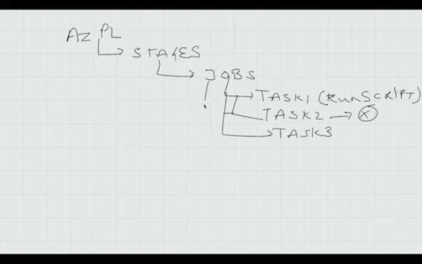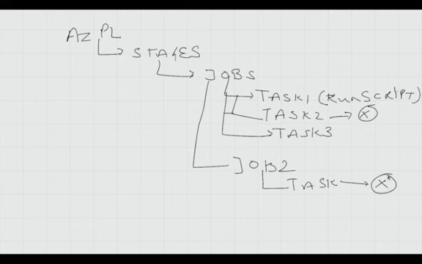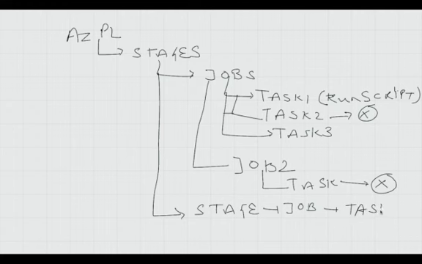Another problem is, let's say you have another job which is job 2. In that task you want to use this output value x. So how to use it? Or in another stage you have job, you have task, and in that task you want to use this value x. So how to use it?